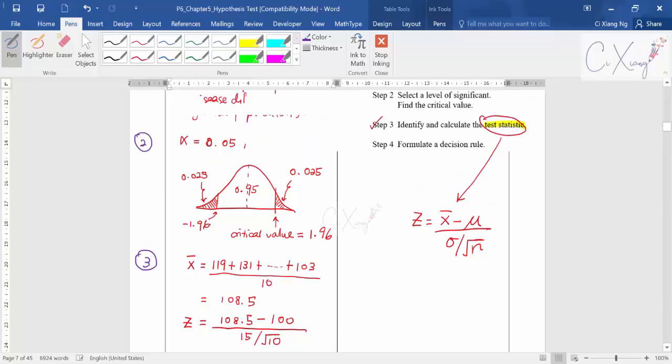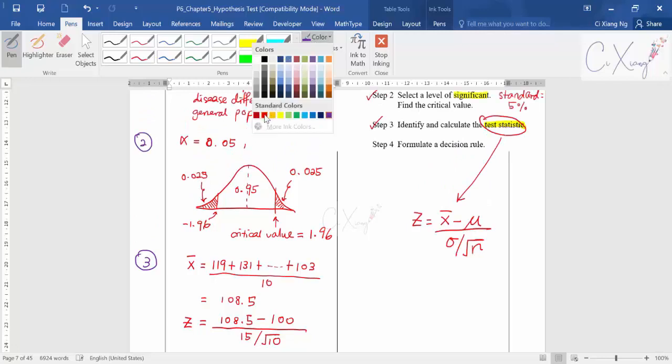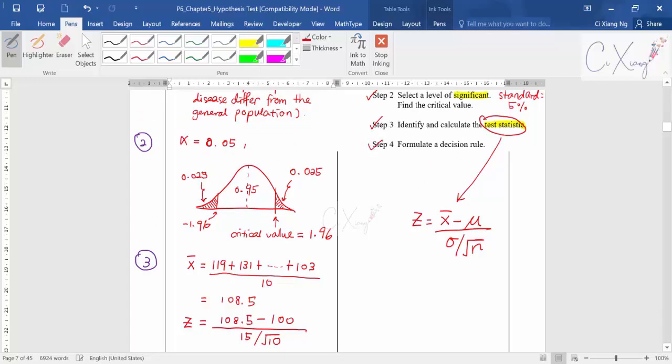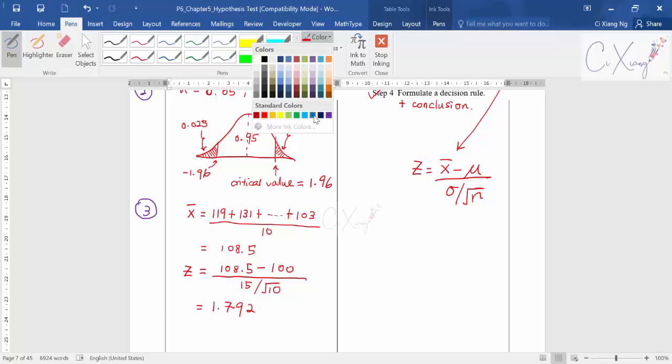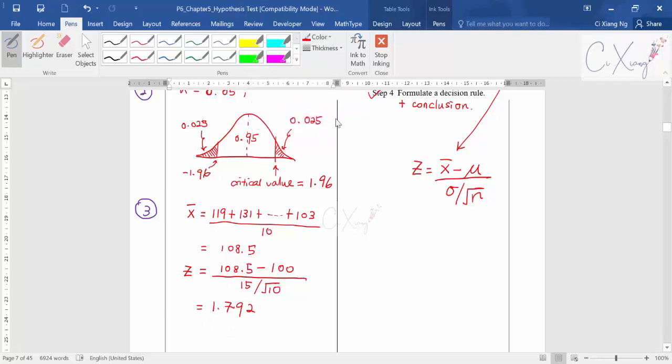Okay, so for the last step, step number 4. Okay, so for step number 4, they want you to formulate a decision rule, and also maybe I want you to put another sentence here, add in the conclusion. Okay, so how to formulate a decision rule and how to make a conclusion. Okay, so it is very simple. You need this diagram and you also need this Z. All right. Okay, maybe for me, I'm using some other color here to show you.